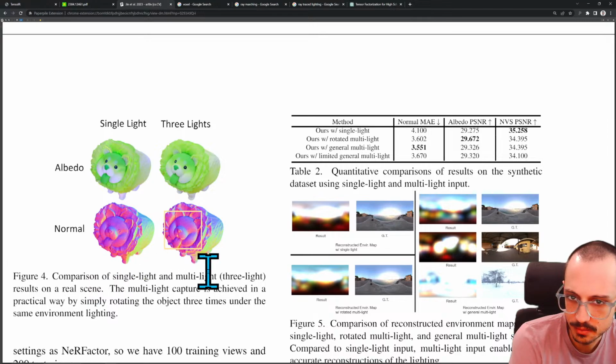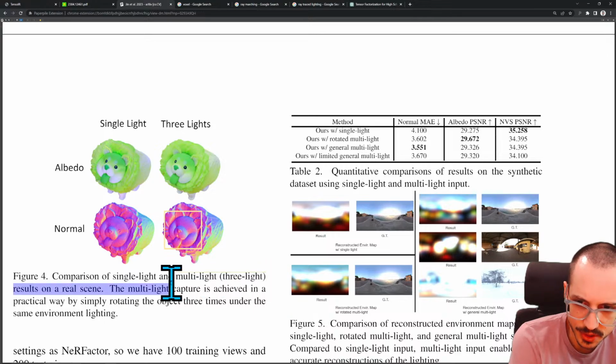Comparison of single light and multi-light. So finally they give us the number. So there's 3 lights in the multi-light case.